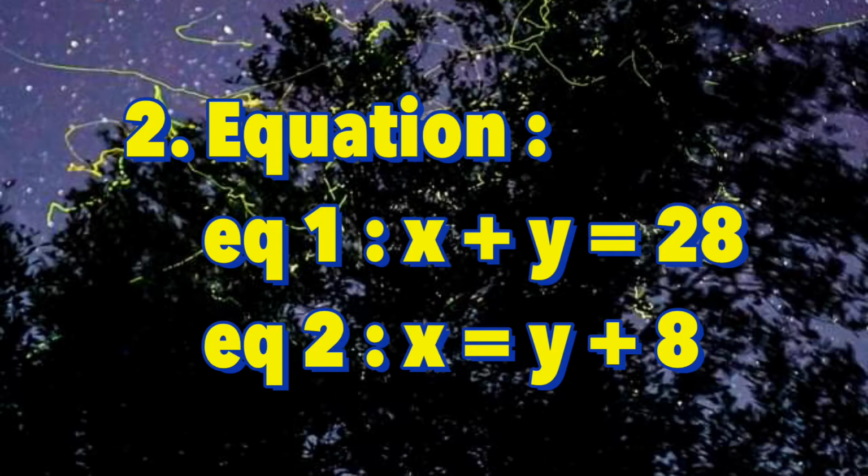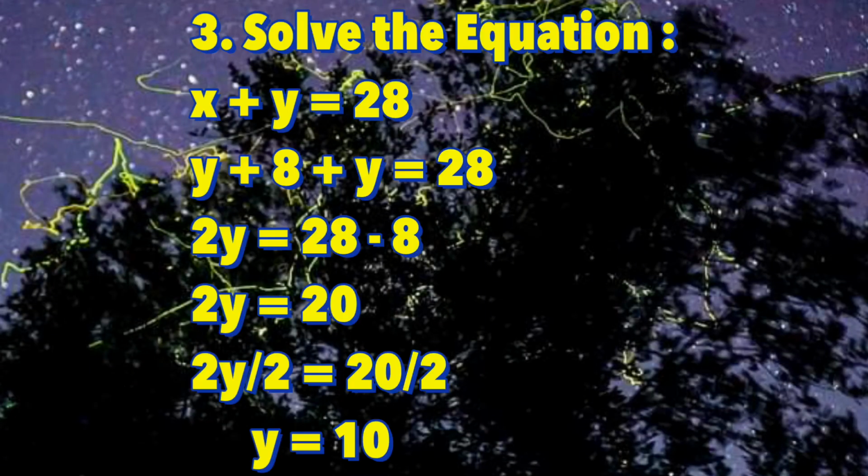In the system of equations, we have equation 1 and equation 2. The first equation is x plus y equals 28, based on the statement of the problem. And x equals y plus 8, that's equation 2. And after that, we're going to solve the equations by substitution.